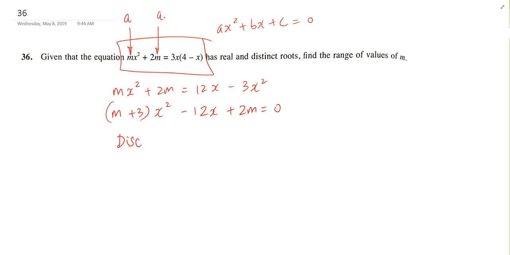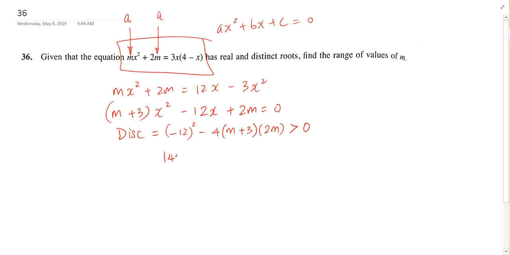Just write discriminant. So discriminant, b squared in this case will be negative 12 squared, minus 4 times (m plus 3) and 2m. So based on this, it has real and distinct roots. It tells me that this must be greater than 0. Not equal to, must be greater than 0. Once we have this, you will get 1 mark. So we have 144 minus 2m times 4, minus 8m squared. Then we have another minus 8 times 3, 24m. Am I right? Okay. And this is supposed to be greater than 0.